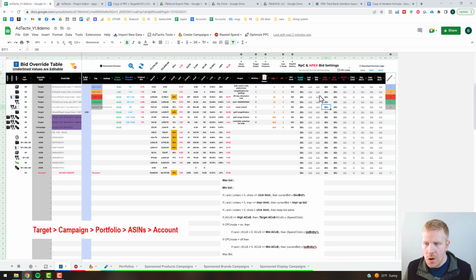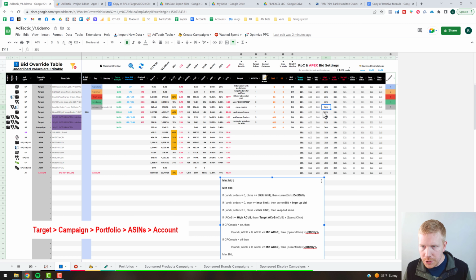So anyway, the bold text down here, so this is a screenshot of the Apex formula, and the bold fields actually correlate to the header fields up here. So you can see where it says max bid, you've got a bold max bid. Low bid, same thing as min bid. High ACoS, you've got a high ACoS. Target ACoS, you've got a target ACoS, so on and so forth.